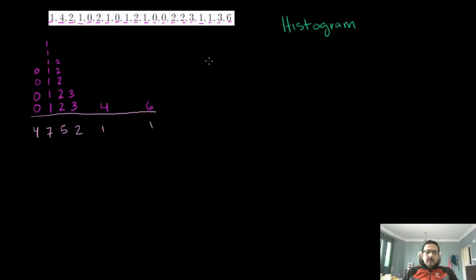So we could write it this way. We could write the number, and then we can have the frequency. And so I have the numbers 0, 1, 2, 3, 4. We can even throw 5 in there, although 5 has a frequency of 0. And we have a 6.